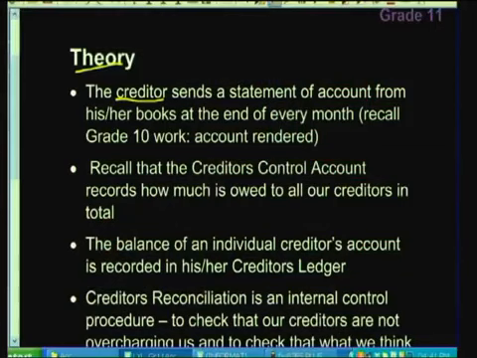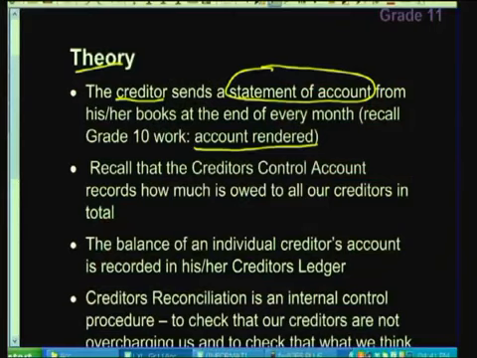Now let's have a look at some of the important theory that you're going to need to revise and cover. So the first thing that's important is that the creditor sends out what we call a statement of account. The creditor, remember that's the person that we owe the money to, is going to send us at the end of every month a statement of account which tells us, listed in columns, how much money we owe that creditor at the end of the month.